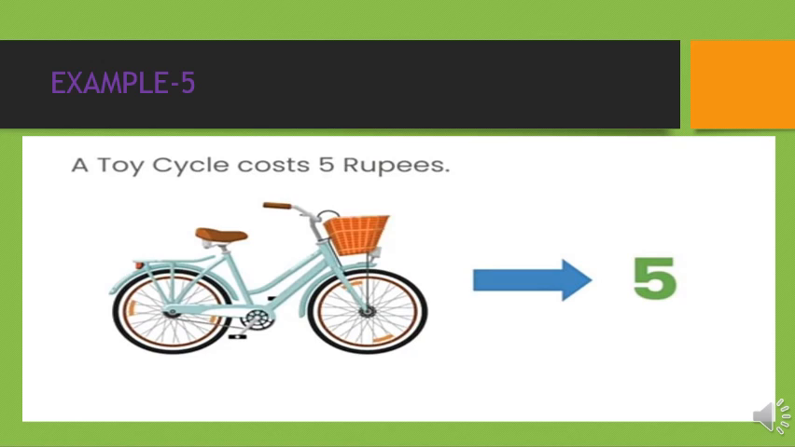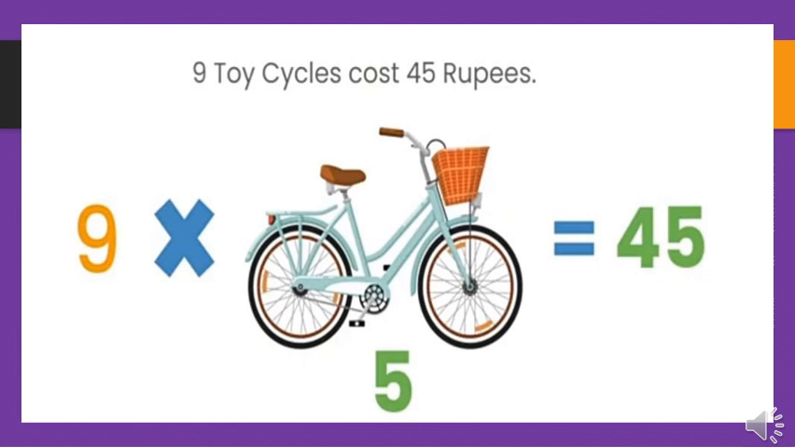Now let's see example 5. A toy cycle costs 5 rupees. How much do 9 toy cycles cost? So the 5 should be repeated 9 times. 9 into 5 is equal to 45. So like this, multiplication is very useful in our daily life.